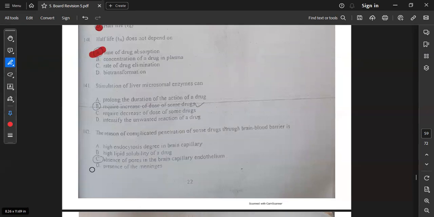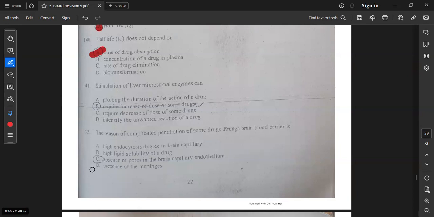For stimulation of liver microsomal enzymes, stimulation, as said, is increase of activity of the enzymes, right? That means the elimination of the drug will be high. So drugs that are eliminated from the body faster through stimulation of the liver microsomal enzymes will need to increase their doses, because before they even reach a high plasma level or steady state, they're being removed, so we are not getting that steady state for the drug to work. So we need to increase.